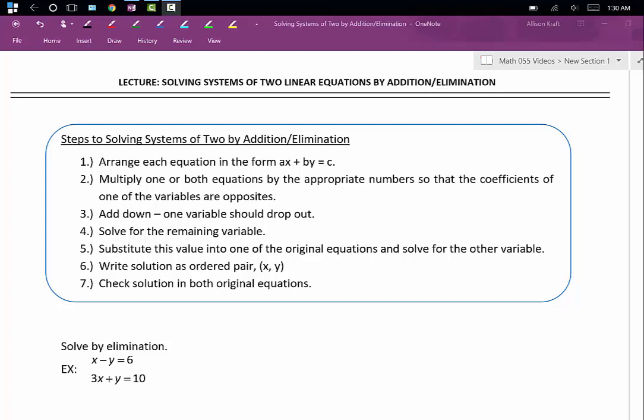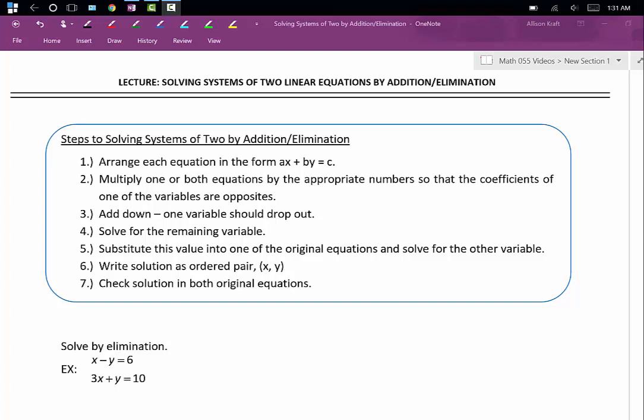Our steps to solving systems of two equations by this method is first, you want to arrange each equation in the form ax plus by equals c. See, we want everything like terms to line up vertically. You're going to multiply one or both equations by the appropriate numbers so that the coefficients of one of the variables are opposites. We want this because when we add down, the variable should drop out.